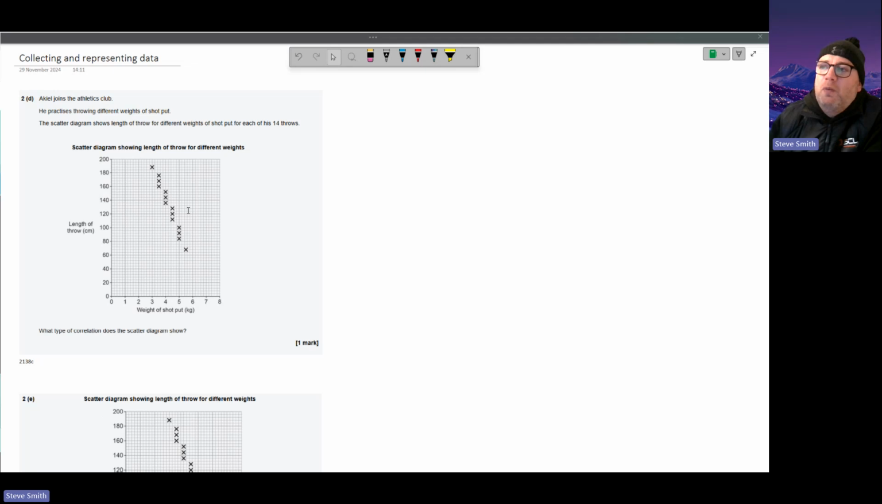Akil joins the athletics club. He practices throwing different weights of shot put. The scatter graph shows the length for the different weights of shot put for each of his 14 throws. What correlation does the scatter graph show?